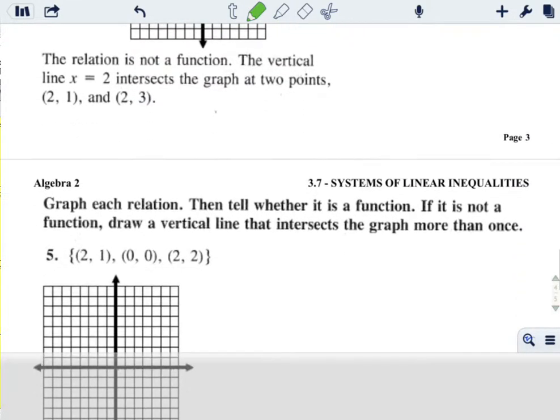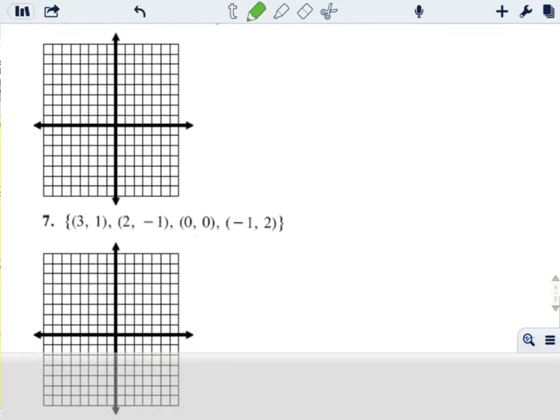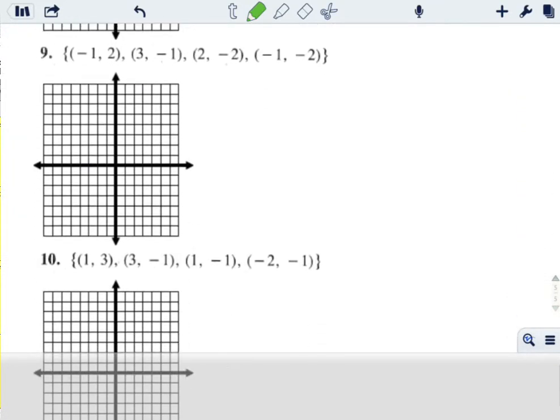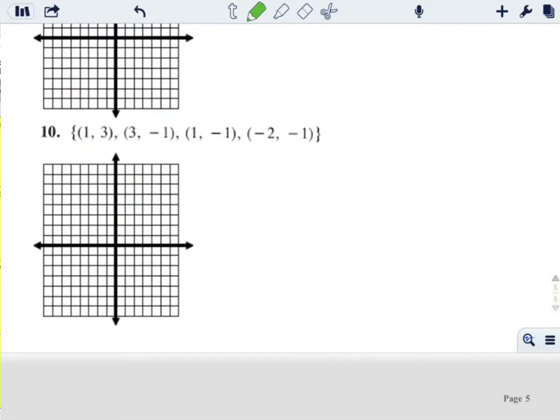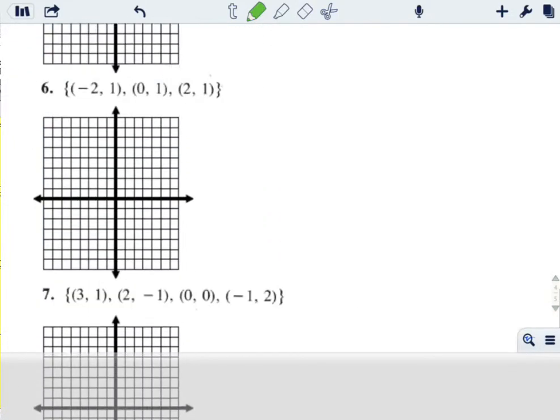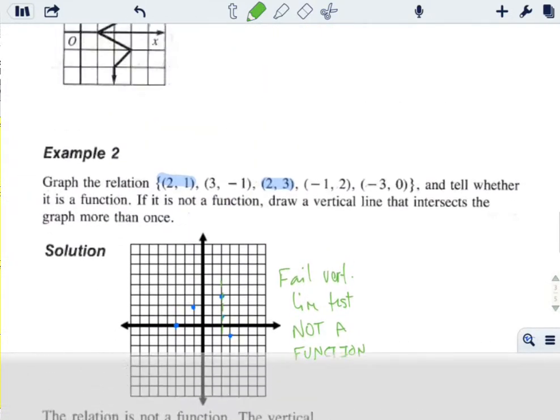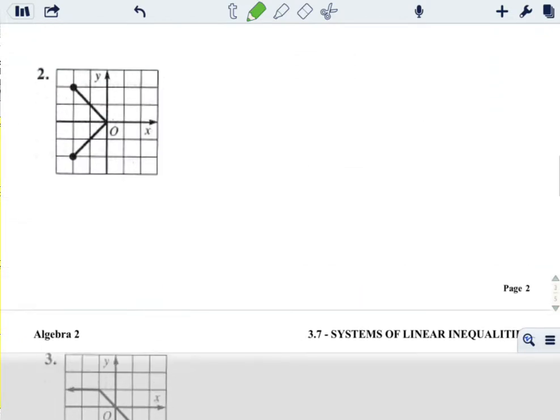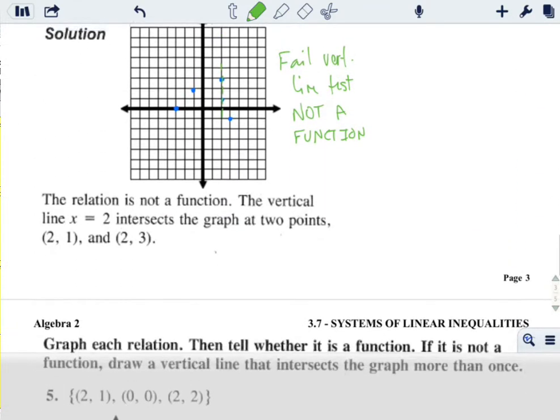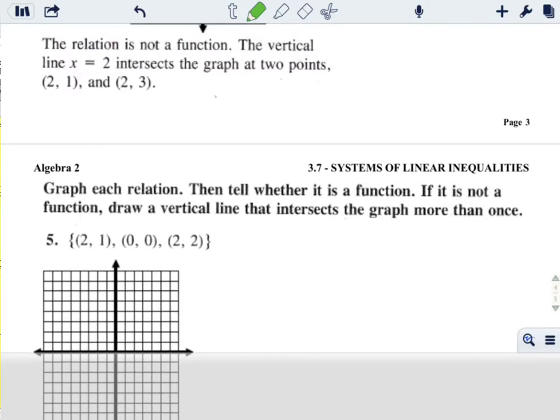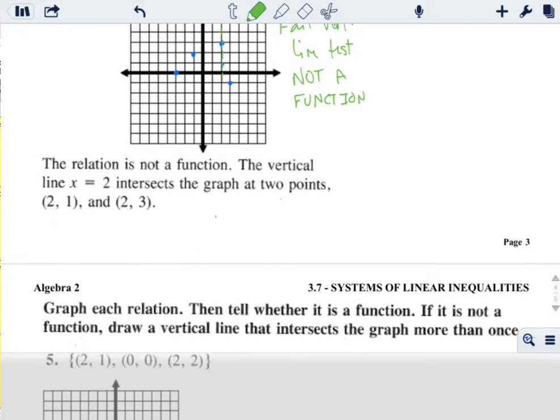We weren't supposed to find the domain and range here. The rest of the problems, 5 through 10, are the same. So that's pretty straightforward. We'll talk more about it Friday in class, or when we actually cover this in class, and I'll refresh your memory on those. And that's the end for Chapter 3, Section 10.